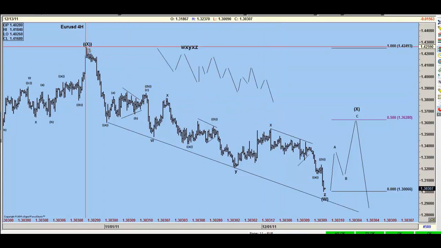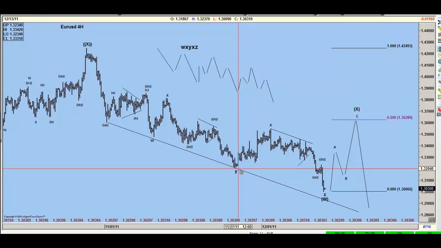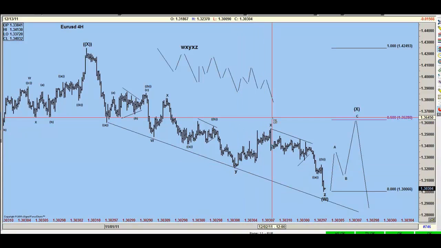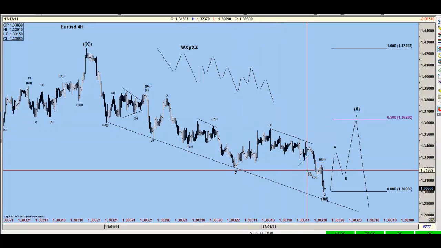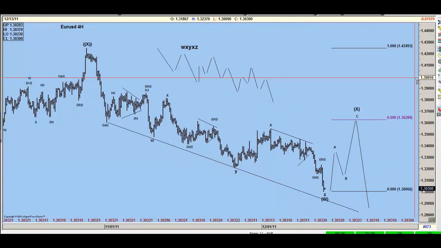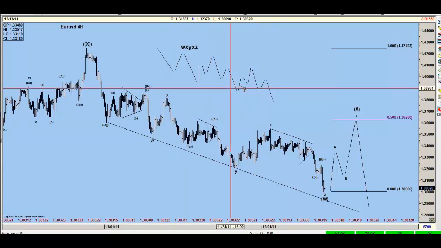So, how many swings do you have from here to here? You have 1, 2, 3, 4, 5, 6, 7. That's a double zigzag. It's what we were saying around Thanksgiving Day, that the euro is going to recover. What the euro did is recover. Now, the recovery proved to be corrective. Now, we go higher and we see where this high is. In the double zigzag, this high needs to relate to this one.